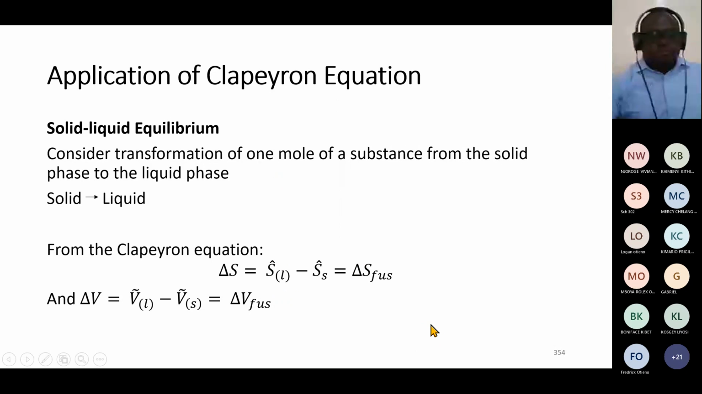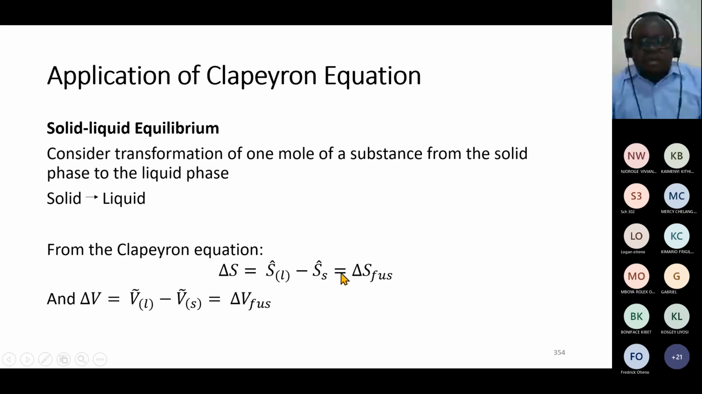If we consider a solid-liquid equilibrium, here you're considering the transformation of 1 mole of a substance from the solid phase to the liquid phase. So the solid is turning to liquid. Now here, delta S from the Clapeyron equation is going to be the molar entropy of the liquid, or the final phase, minus the molar entropy of the initial phase. So that is SL minus SS.